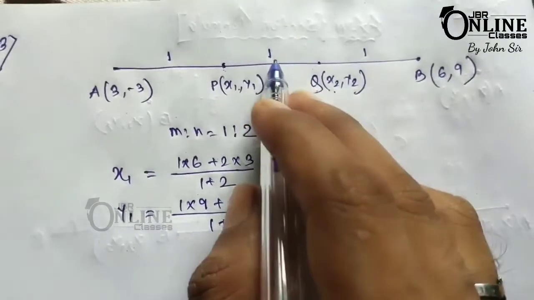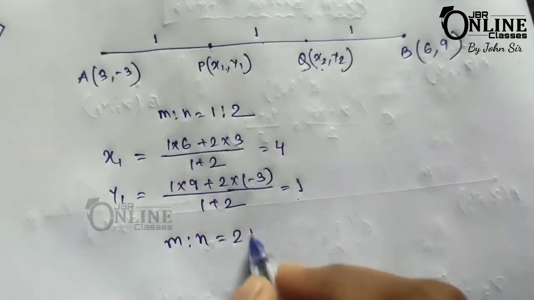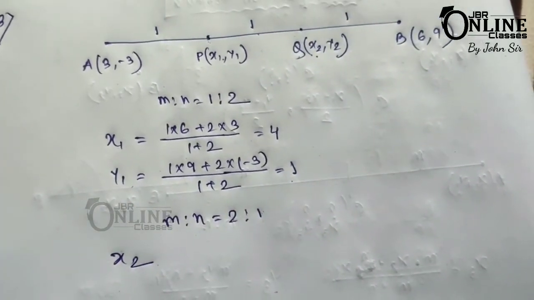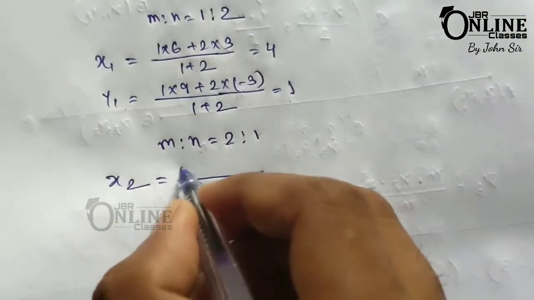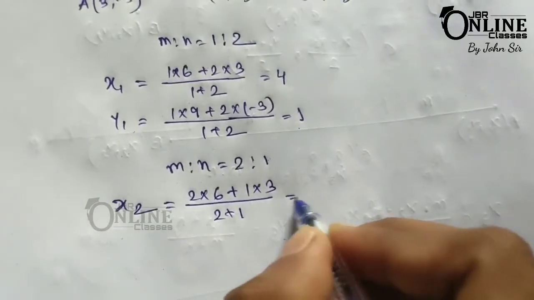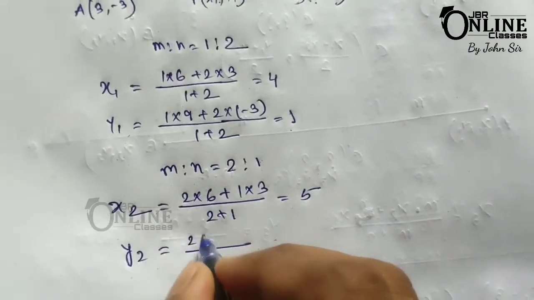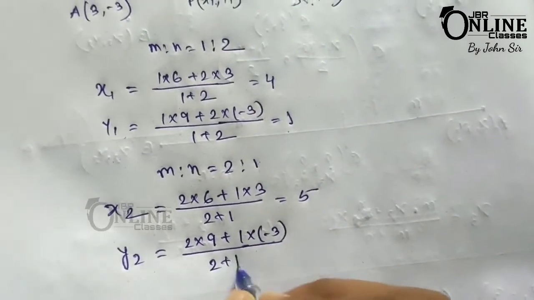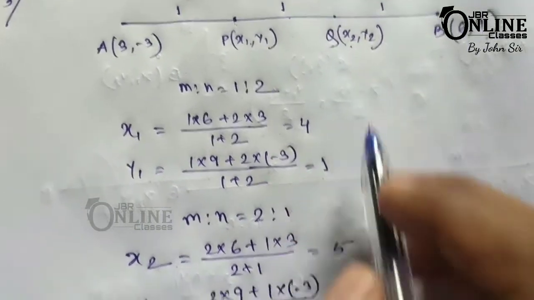Now point Q divides this line segment in 2:1 ratio. So for the point Q, the ratio equals 2:1. That means m equals 2 and n equals 1. So first you have to find the value of x2. For x2, 2 into 6 plus 1 into 3 divided by 2 plus 1, and that equals 5, and y2 equals 2 into 9 plus 1 into minus 3 divided by 2 plus 1, and that also equals 5. So the coordinate of point Q equals 5, 5.